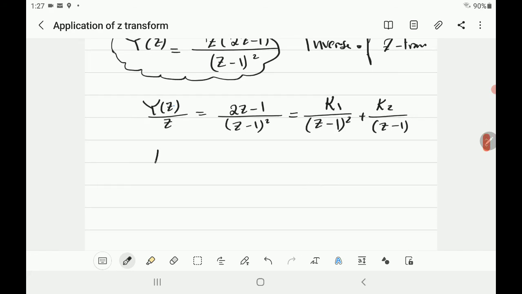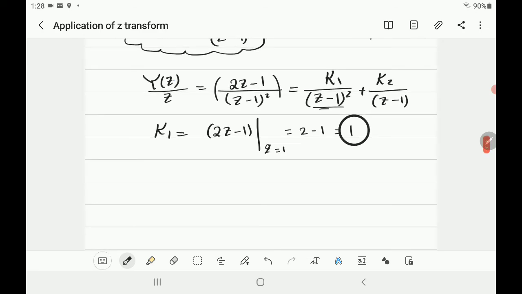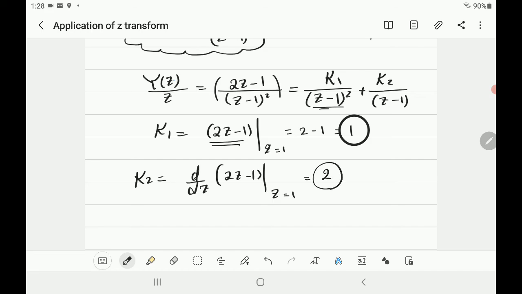How to find k1? K1 will be equal to the same function here, but without the denominator, meaning 2z minus 1, and substitute z equal to 1. So 2 times 1 is 2, minus 1 is 1. So k1 is equal to 1. That's the first one. Let's find k2. How do you find k2? You take this and differentiate with respect to z, and after you differentiate, substitute z equal to 1. Differentiating 2z minus 1 gives 2. That's very simple. So you got k2.